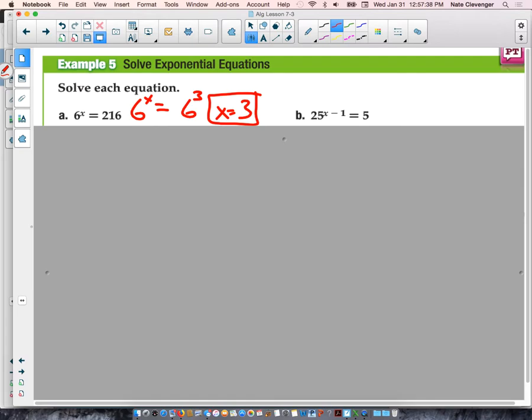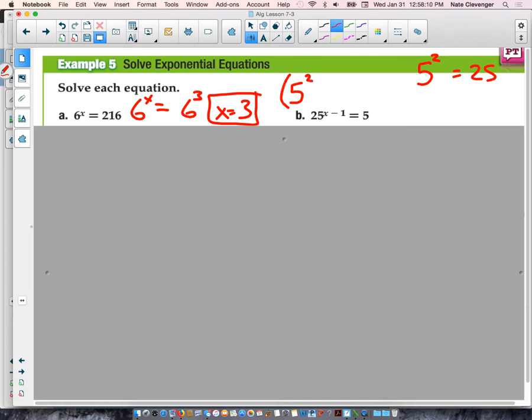If the bases were the same, yes. They're not quite the same. Can we write 25 as a base of 5? 5 to the what power equals 25? 5 to the second. So I'm going to rewrite the 25 as 5 squared.